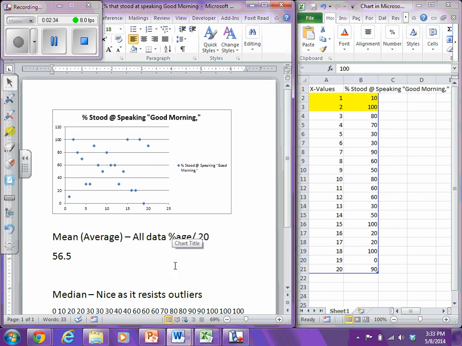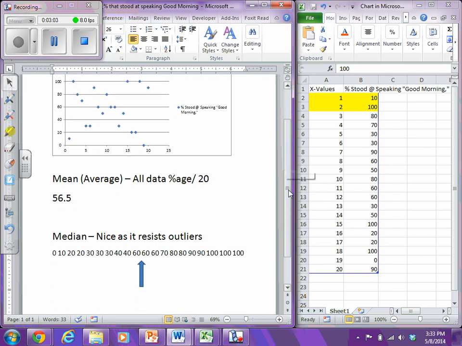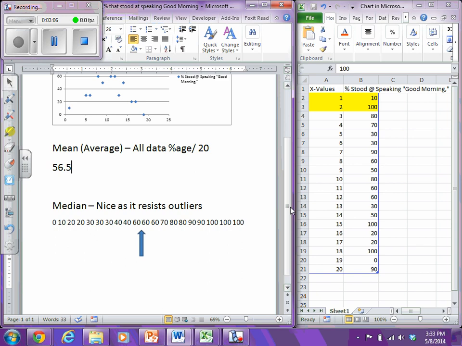I took that information and I calculated a mean. And if you're wondering where I am in the textbook, you can find mean on page 486. And a mean is basically the average. I took all of my data, added it together, and divided by 20, which ended up with 56.5. All right? If you also look, I calculated a median. And this is kind of nice. It resists what we call outliers.